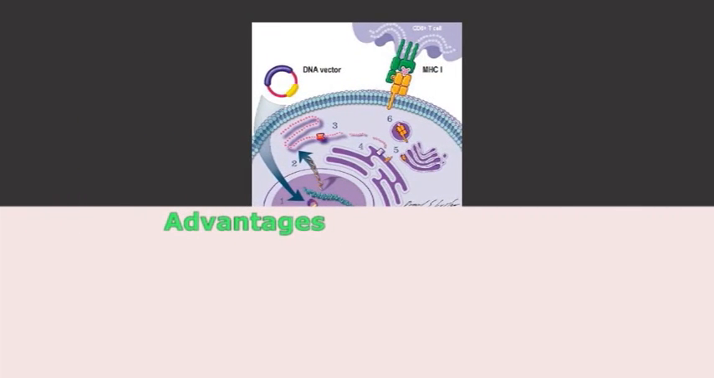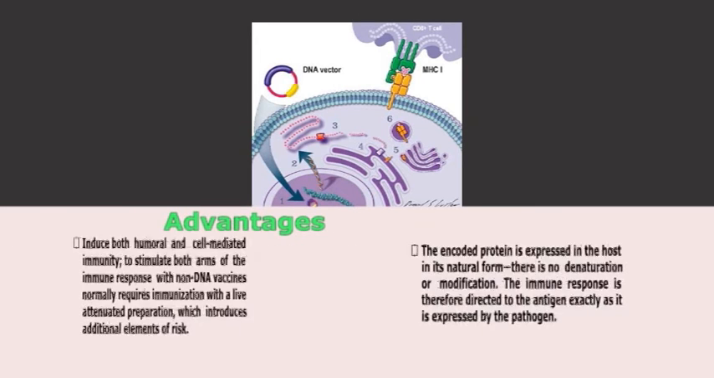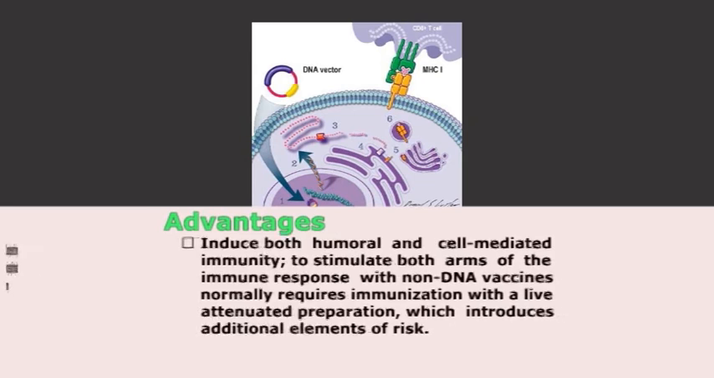The advantages of DNA vaccines are: the encoded protein is expressed in the host in its natural form. There is no denaturation or modification. The immune response is therefore directed to the antigen exactly as it is expressed by the pathogen. It induces both humoral and cell-mediated immunity. To stimulate both arms of the immune response with non-DNA vaccines normally requires immunization with a live attenuated preparation, which introduces additional elements of risk.